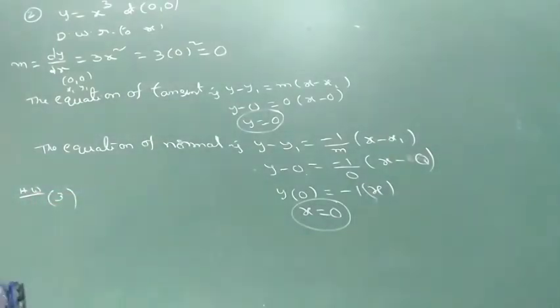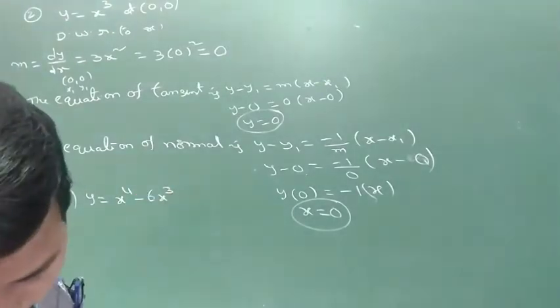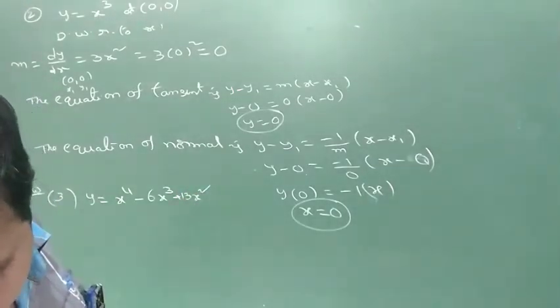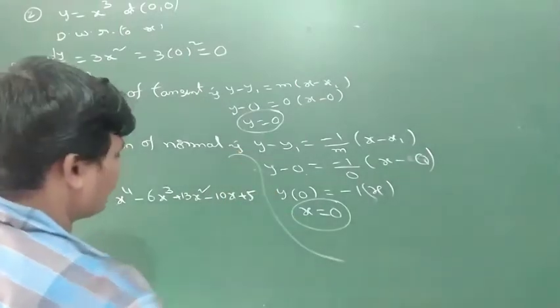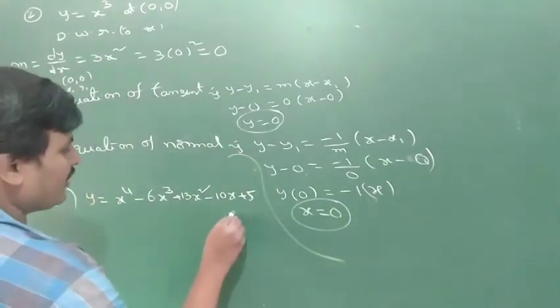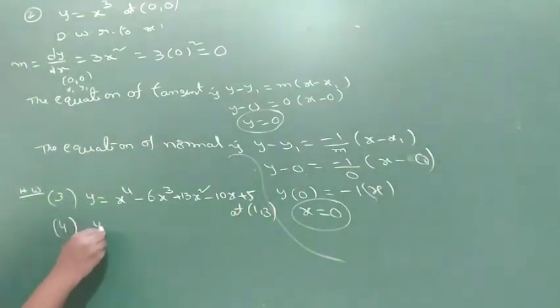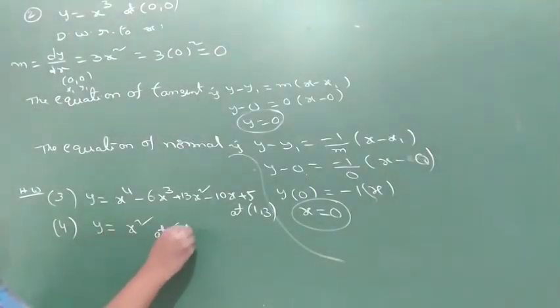We can do it. Homework. Y is equal to x power 4 minus 6x cube plus 13x square minus 10x plus 5 at 1 comma 3. Next, y is equal to x square at 1 comma 1. We can try the same.